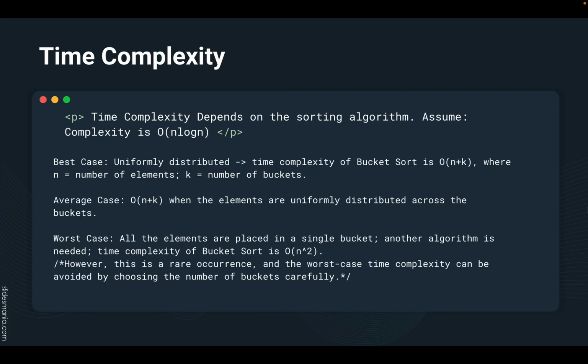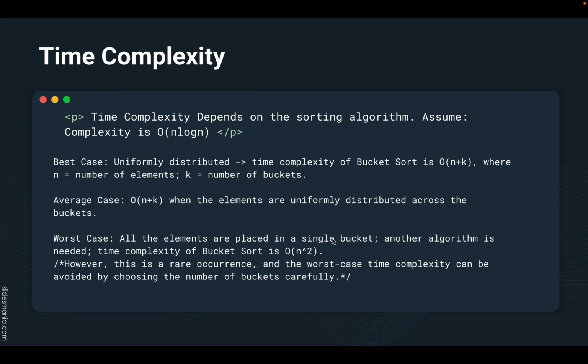So after that, let's talk about the time complexity of bucket sort. In terms of time complexity, our best case for uniformly distributed arrays would be O(n + k), given that the time complexity depends on the sorting algorithm, and we are also assuming that the complexity is O(n log n). Here, n is the number of elements and k is the number of buckets. The average case is also O(n + k) when the elements are uniformly distributed across buckets.